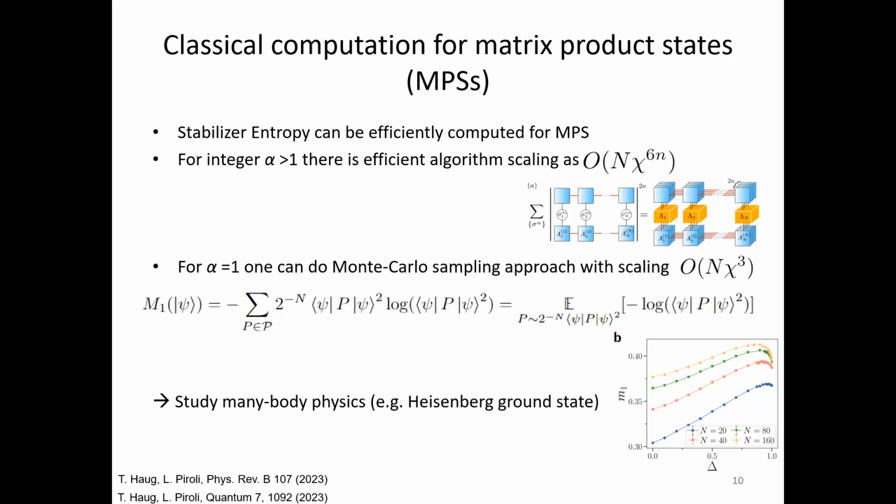And you can, for example, study many-body physics, like the Heisenberg ground state, but you can apply this to quite varied different topics of many-body physics and do interesting studies there and how magic evolves, let's say, as a function of, say, measurement-induced phase transitions.